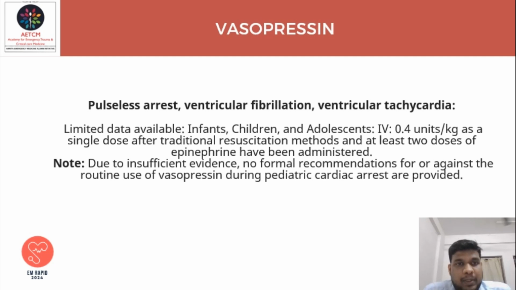Another use is in pulseless arrest, ventricular fibrillation, and ventricular tachycardia. Limited data are available in infants, children, and adolescents. We can use the IV route. The dosage is 0.04 units per kg as a single dose after initial resuscitation methods, once at least 2 doses of epinephrine have been administered.